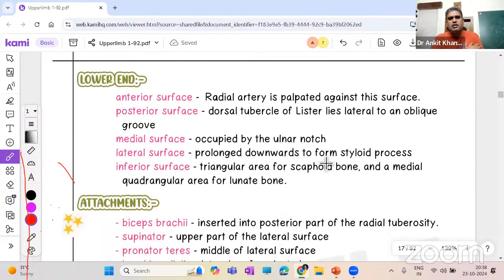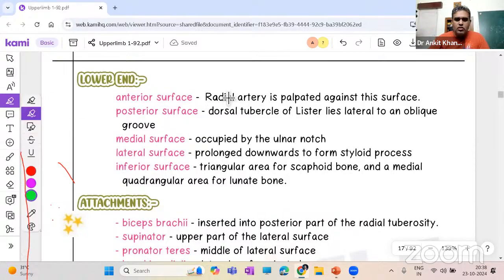Okay, first let's complete the lower end now. Anterior surface, radial artery is palpated. This is all we know, and if we don't know, we should actually palpate. We should know how to palpate the radial artery. And on the posterior surface, we have the dorsal tubercle of Lister. Again, a frequently asked question. Medial surface is occupied by the ulnar notch, because medially you have the ulna bone.